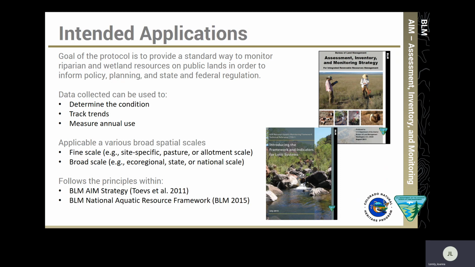The protocol is applicable at multiple spatial scales, from fine scale, including site-specific pasture or allotment scales, to broad scales, such as ecoregional, state, or national scales. The protocol and intended uses follow the principles outlined in the BLM AIM strategy and the BLM National Aquatic Resources Framework. Both documents are shown here on the slide.